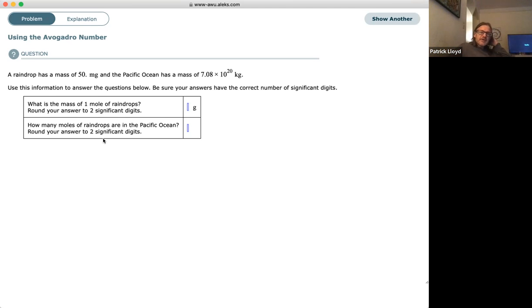Actually, they do tell you. The first one says, what is the mass of 1 mole of raindrops in grams? They're telling you the units. And then they say round your answer to 2 significant digits. So if you end up with 37, you would write 37 decimal grams.